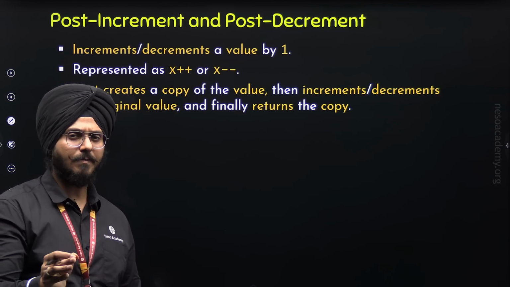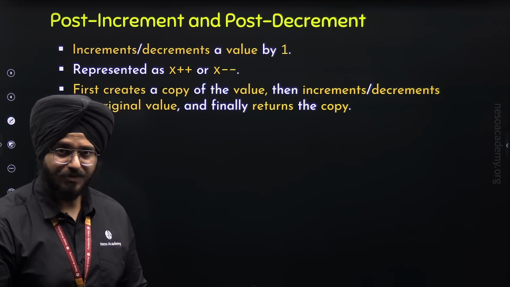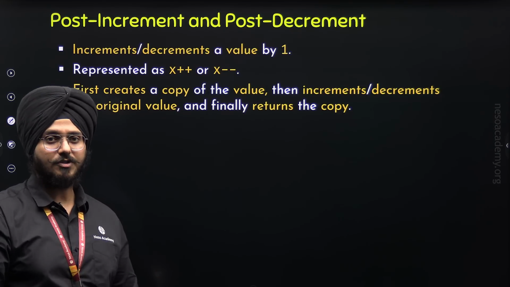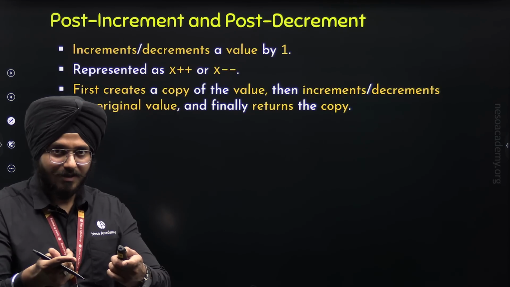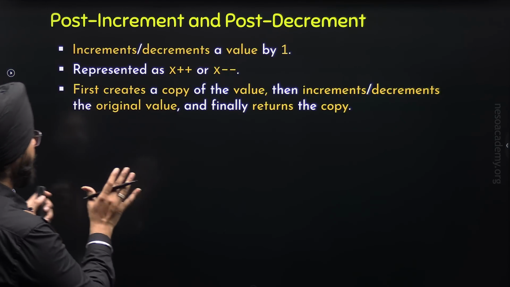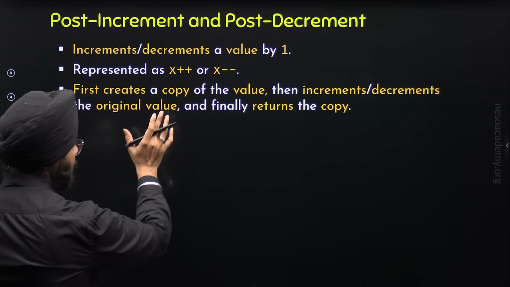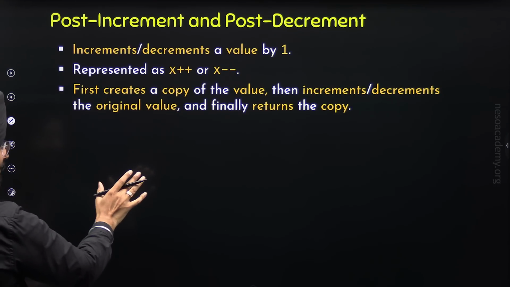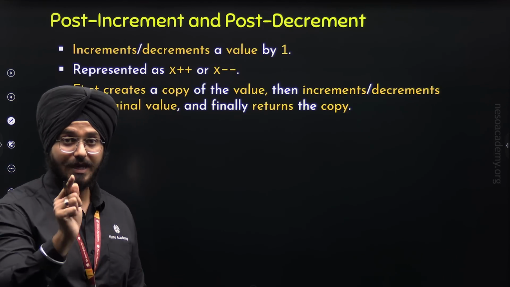In case of pre-increment and pre-decrement operators, first increment or decrement happens, then the value is returned. But here, the value is returned first. We will get the old value, not the updated value. And then the increment or decrement happens. I hope this idea is clear to you. Here we can observe the copy of the value is created, original value is incremented or decremented, and then the copy is returned. We are getting the old value, not the new value as the result.